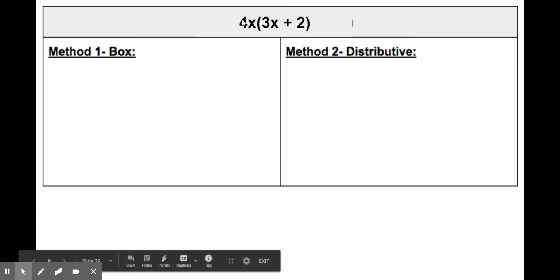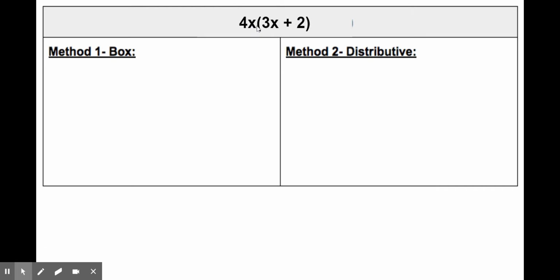So here's our first. We're going to take 4x times the quantity of 3x plus 2. So a monomial times a binomial. So I'm going to go ahead and create this here. When I set this up, I'm going to write 4x like so, and then 3x on the side, followed by 2. Then I'm going to create a box. Then I am going to multiply the two terms. So 4x times 3x is going to be 12x.